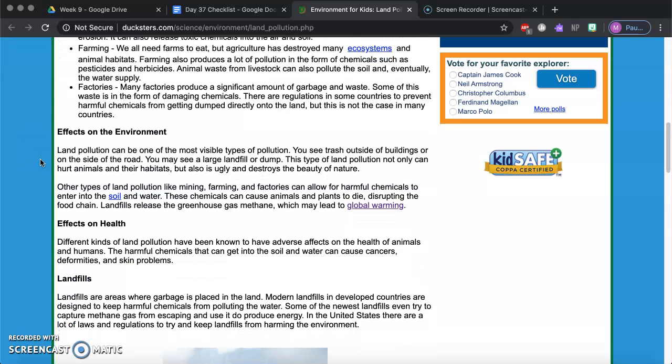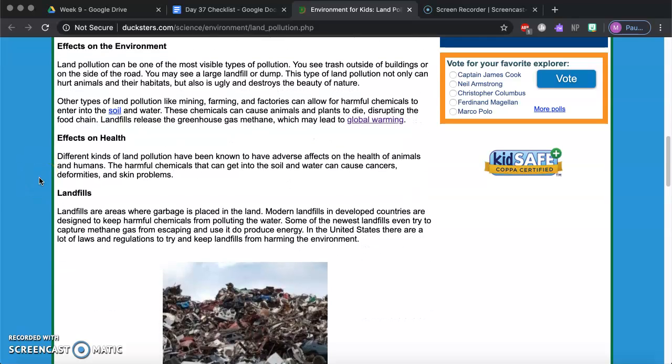Effects on the environment. Land pollution can be one of the most visible types of pollution. You can see trash outside of buildings or on the side of the road. You can see a large landfill or dump. This type of land pollution not only can hurt animals and their habitats, but also is ugly and destroys the beauty of nature. Other types of land pollution, like mining, farming, and factories, can allow for harmful chemicals to enter the soil and water. These chemicals can cause animals and plants to die, disrupting the food chain. Landfills release the greenhouse gas, methane, which can lead to global warming.